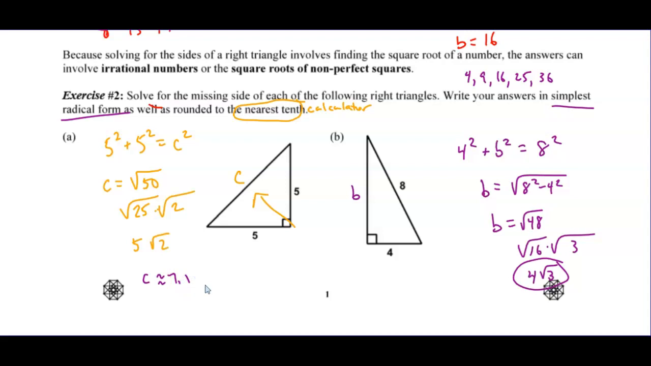Okay, so it depends on what the directions say about how you want to write that final answer. I did the same thing over here, except that I left b unknown because I had the hypotenuse this time. So it's 8 squared minus 4 squared, which is 48. Split that into 16 times 3 and solve it. You end up with 4 root 3. And then when I do that as a decimal version, I'm ending up with 6.9. So b would be approximately 6.9.